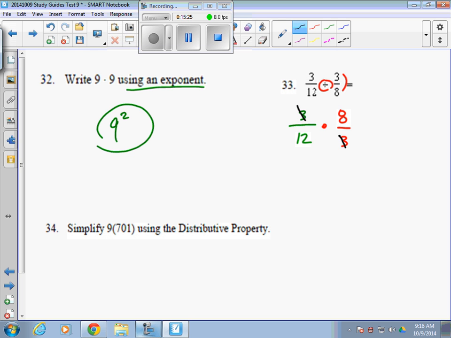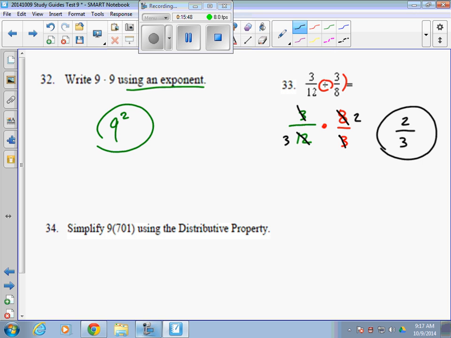And you could even cross cancel the 8 and the 12 because the number 4 goes into 8 2 times and the number 4 goes into 12 3 times. So ultimately you're going to get 2/3. If you went ahead and multiplied straight across, you would have gotten 24/36, which 12 would have gone into both of them to get you right back to the number 2/3.